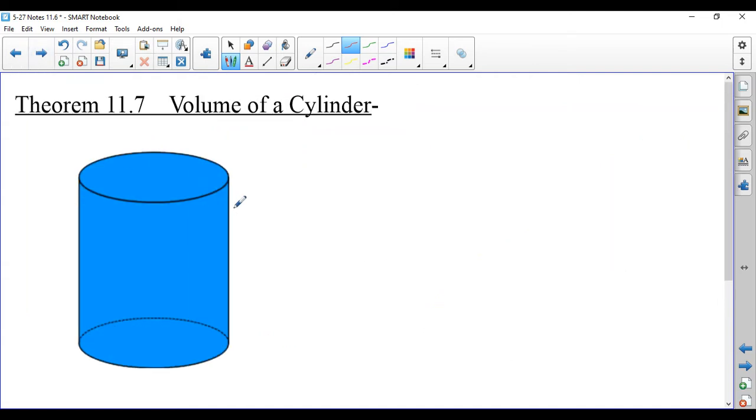A cylinder is not a polyhedron, but it is very similar to a prism because it has two bases. In this case, they're circles that are on parallel planes. And again, this is a right cylinder because there's a right angle between the base and the edge. So in a cylinder, we can use the same formula. We can say the volume of a cylinder is base area times height.